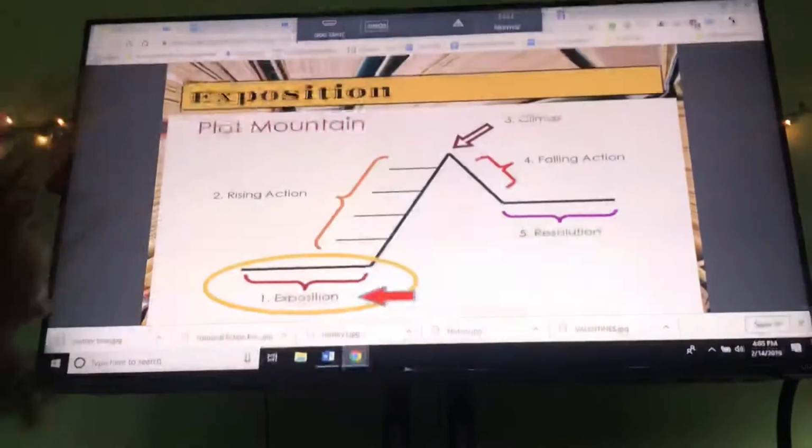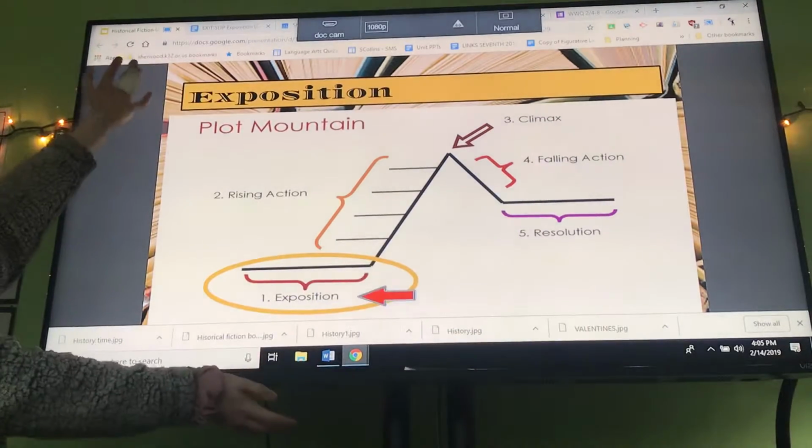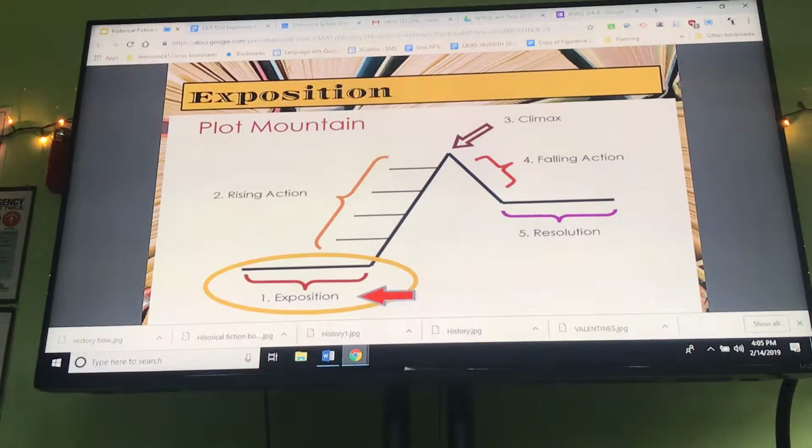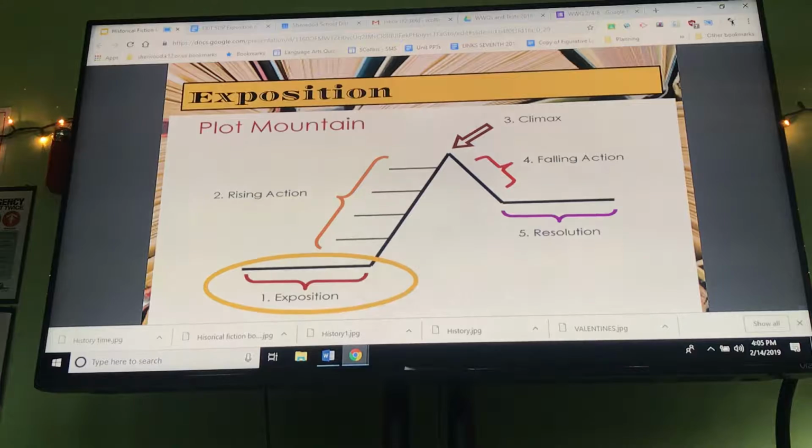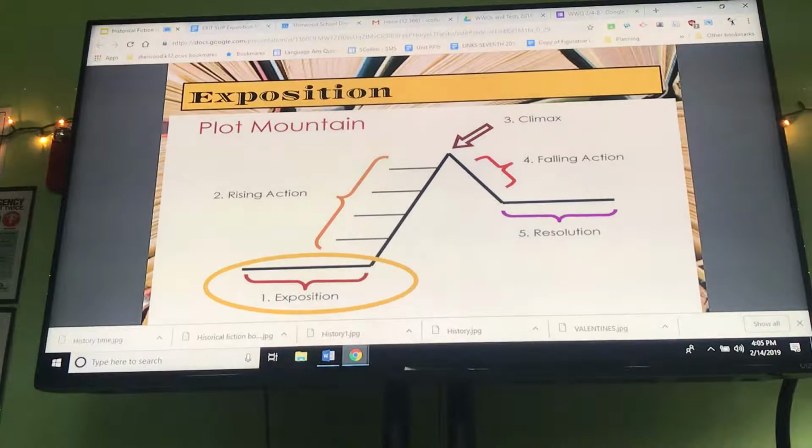Andy's going to point it out on the plot mountain, my lovely assistant. So there's exposition, which is the beginning of the plot mountain, and so it's going to be your characters, your setting, and your conflict, and it's whatever sets it up. And then you go through the rising action, the climax, falling action, resolution. Okay.